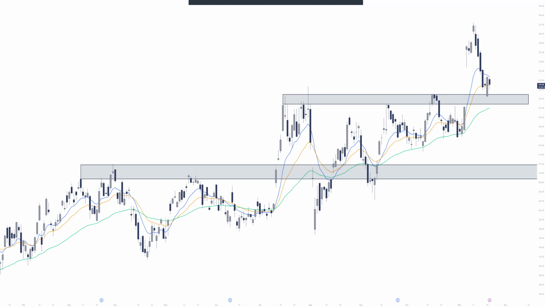There's no reason to think, unless this breaks down, that this isn't probably a spot where bulls are going to try to step in on this chart. So you do have that 50-day exponential moving average rapidly approaching. Could we kind of hang out here for a while?